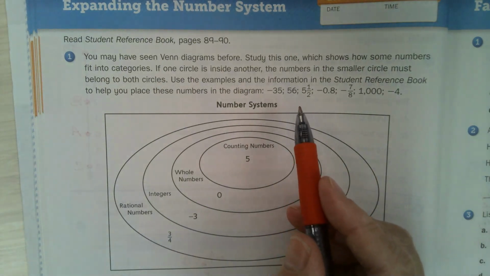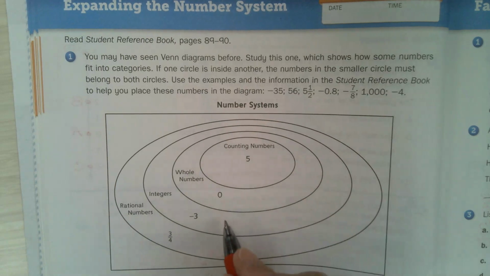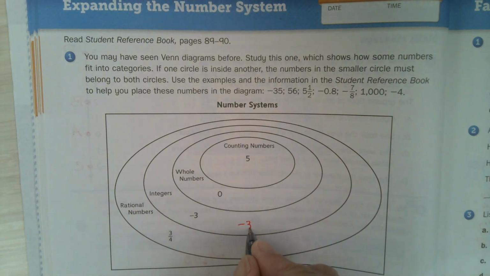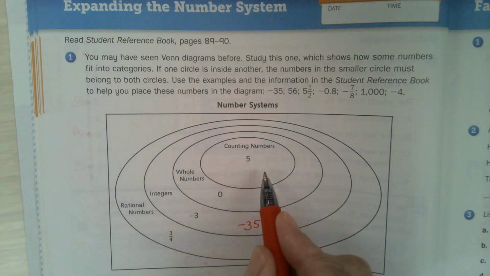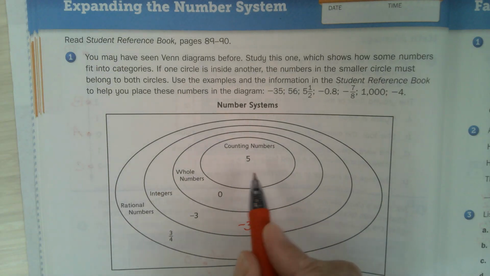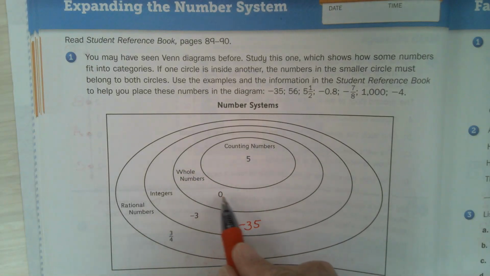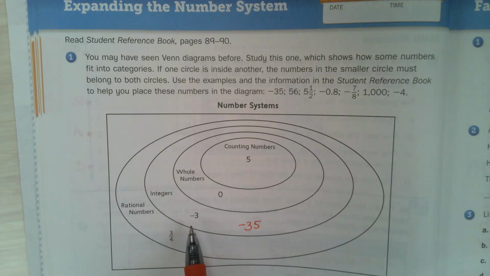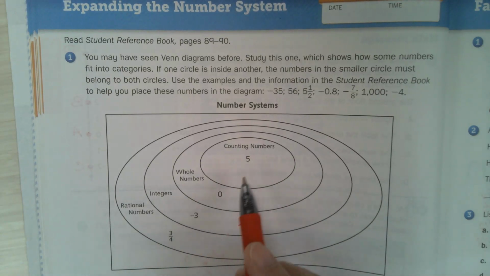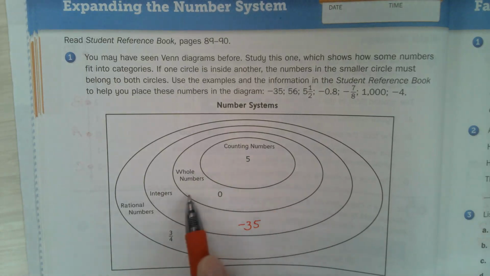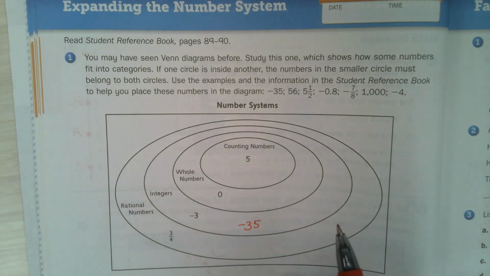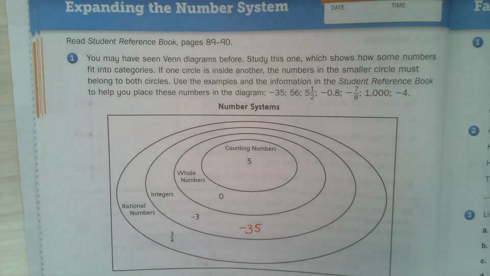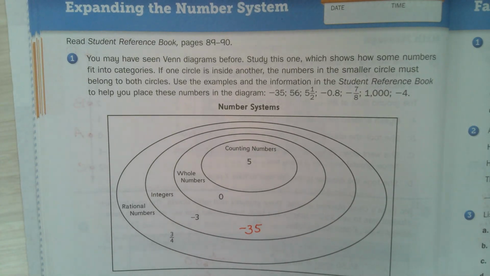Okay, -35 is with integers. So put -35 in the integer circle. So we have the counting numbers. Those are numbers that don't include 0. Whole numbers are 0 and all the counting numbers. Integers are positive and negative numbers that are counting in whole numbers. So you have the counting numbers, the whole numbers, and the negatives of the counting numbers. Rational numbers include fractions and decimals.